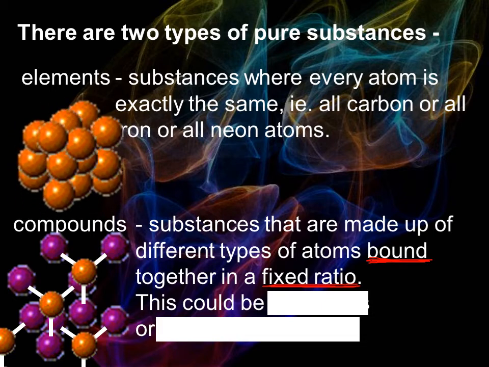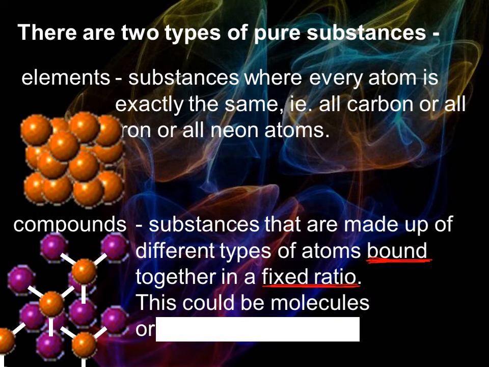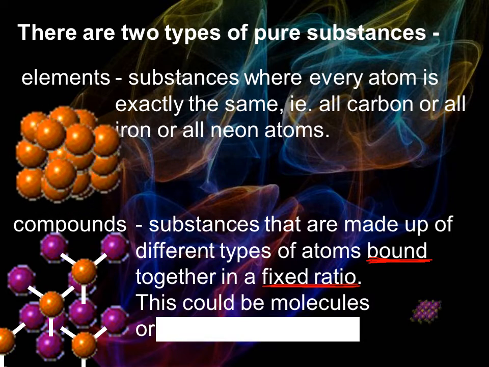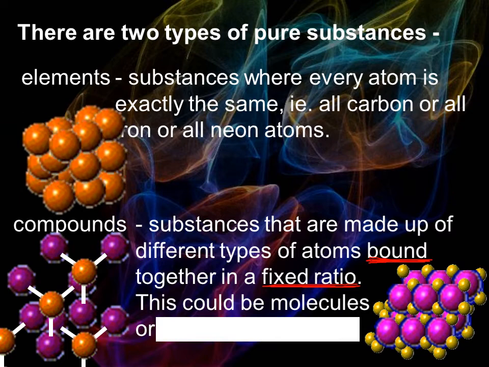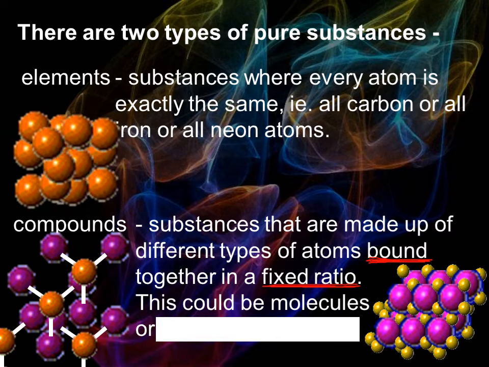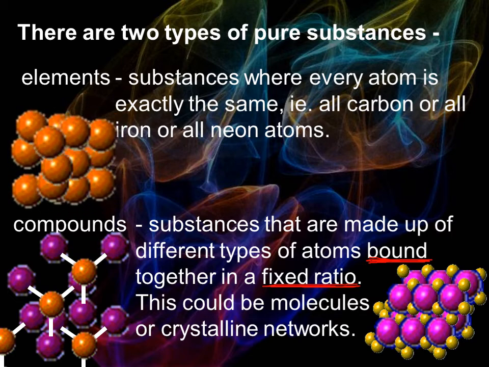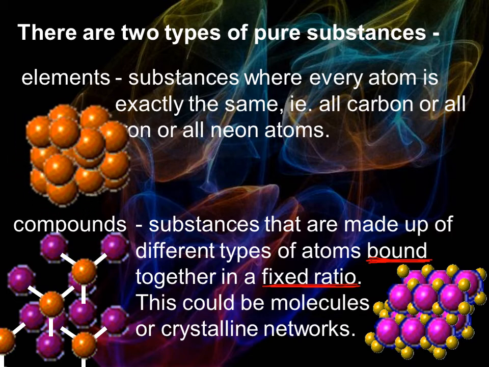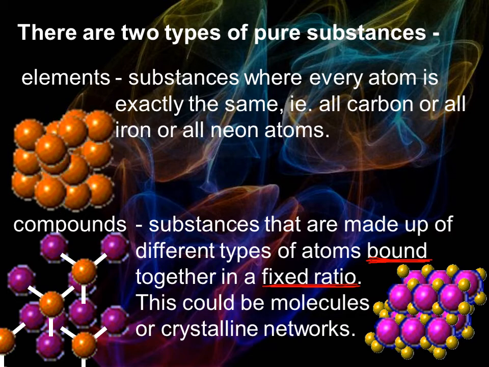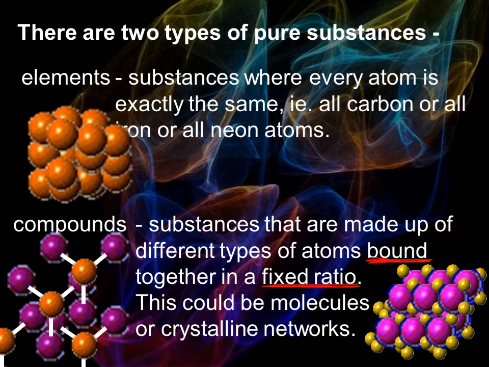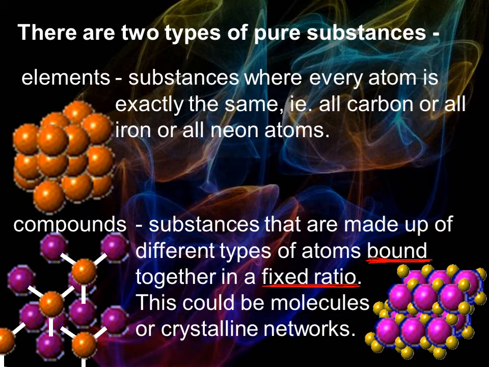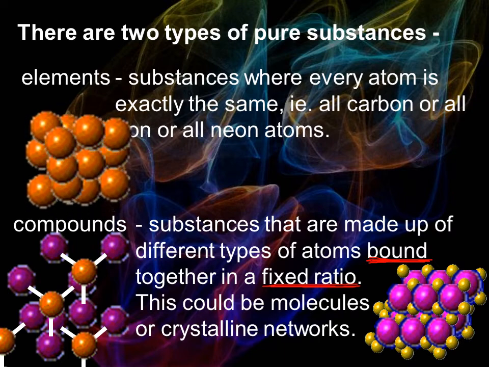A fixed ratio means that you always have the same amount of each type of atom compared to the other. So we could have a molecule here, and let's not make it complicated. Let's say that there are 3 purple atoms and 1 orange atom. This molecule has 3 purples and an orange, 3 purples and an orange. It's always the same amount compared to each other. That's a fixed ratio.